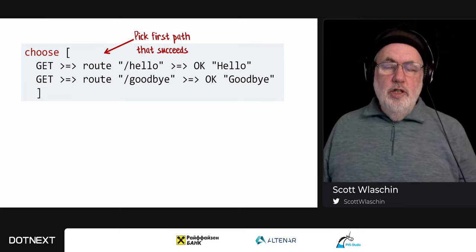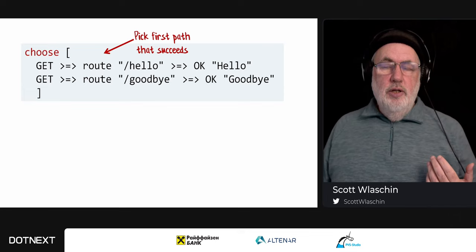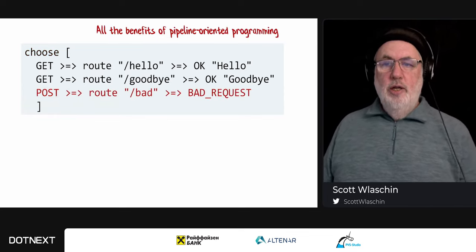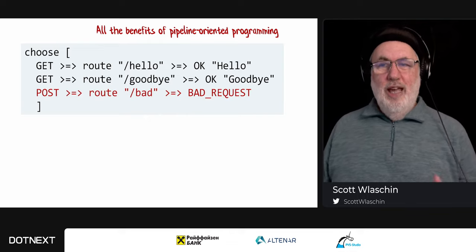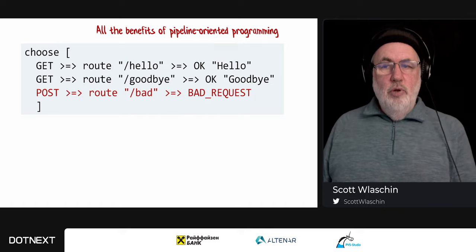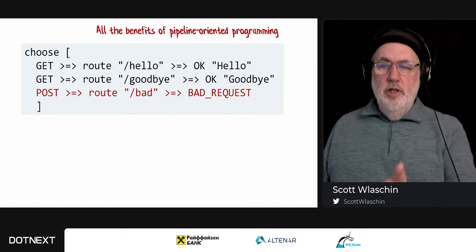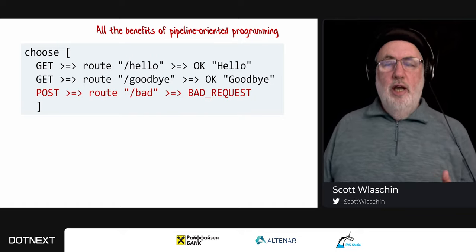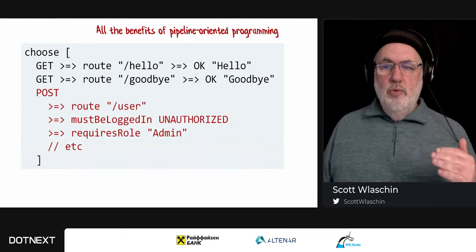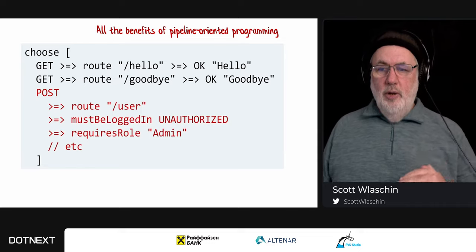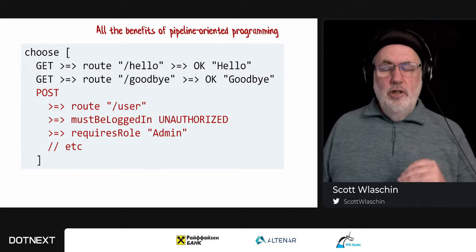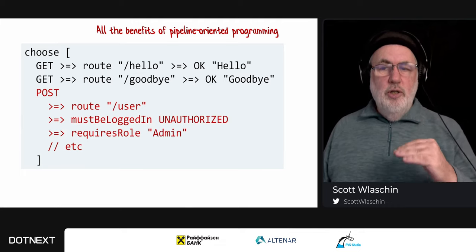And what's really nice about this is that this approach is a pipeline-oriented programming approach, because I could add a new piece of code without touching the rest of the code, right? That's all the benefits of a pipeline. I've got a new route. I'm going to add, if you post to this place, you're going to get a bad request, right? And if I post to this one, then you have to be logged in, and you have to be in this role, and et cetera, et cetera. And you can see that it's really easy to add new components.